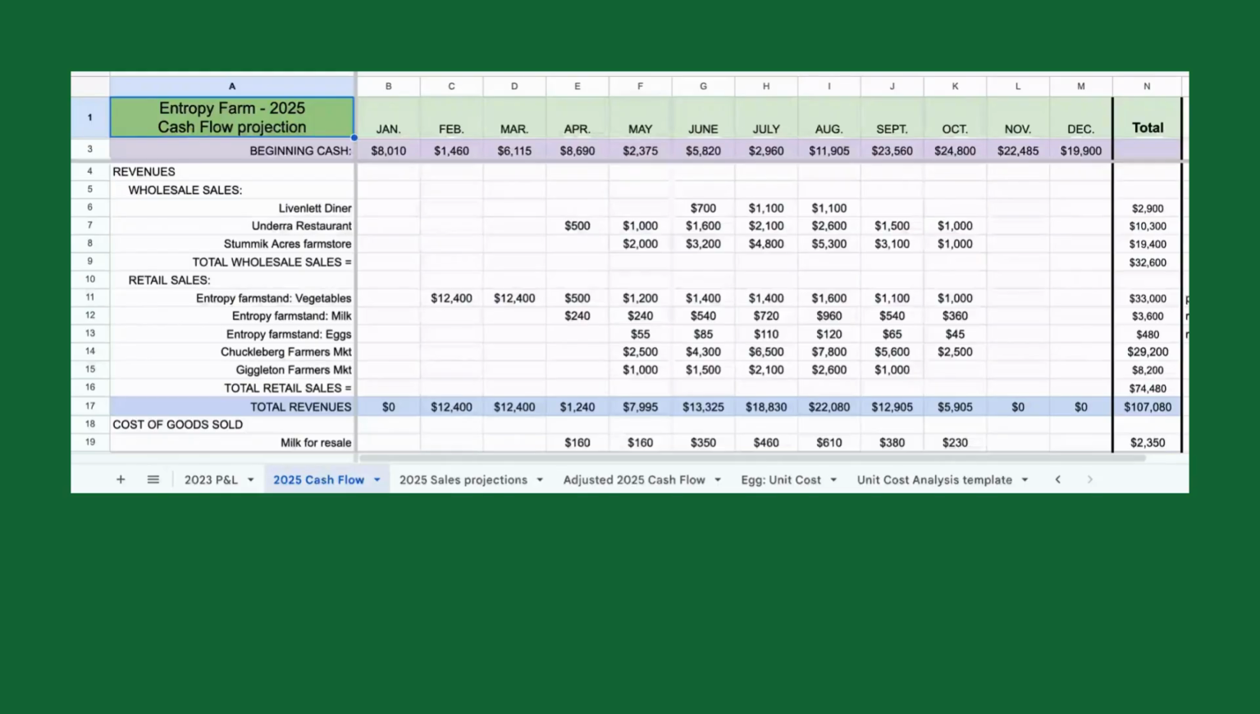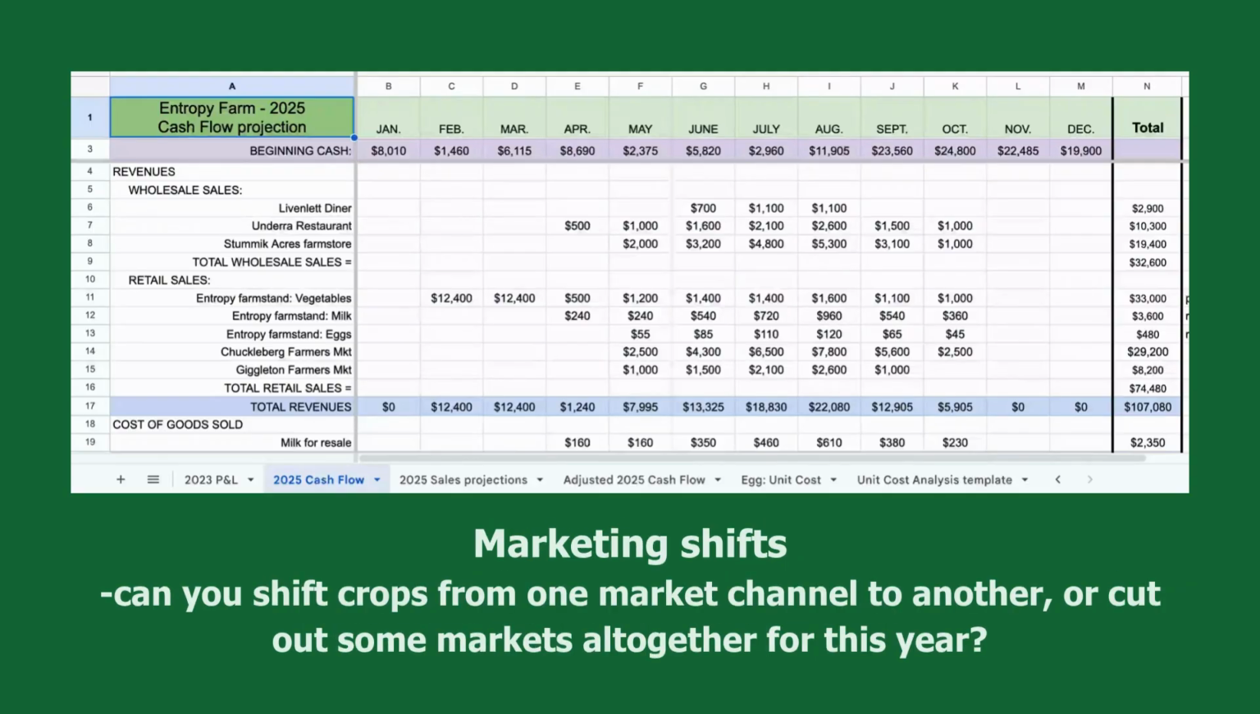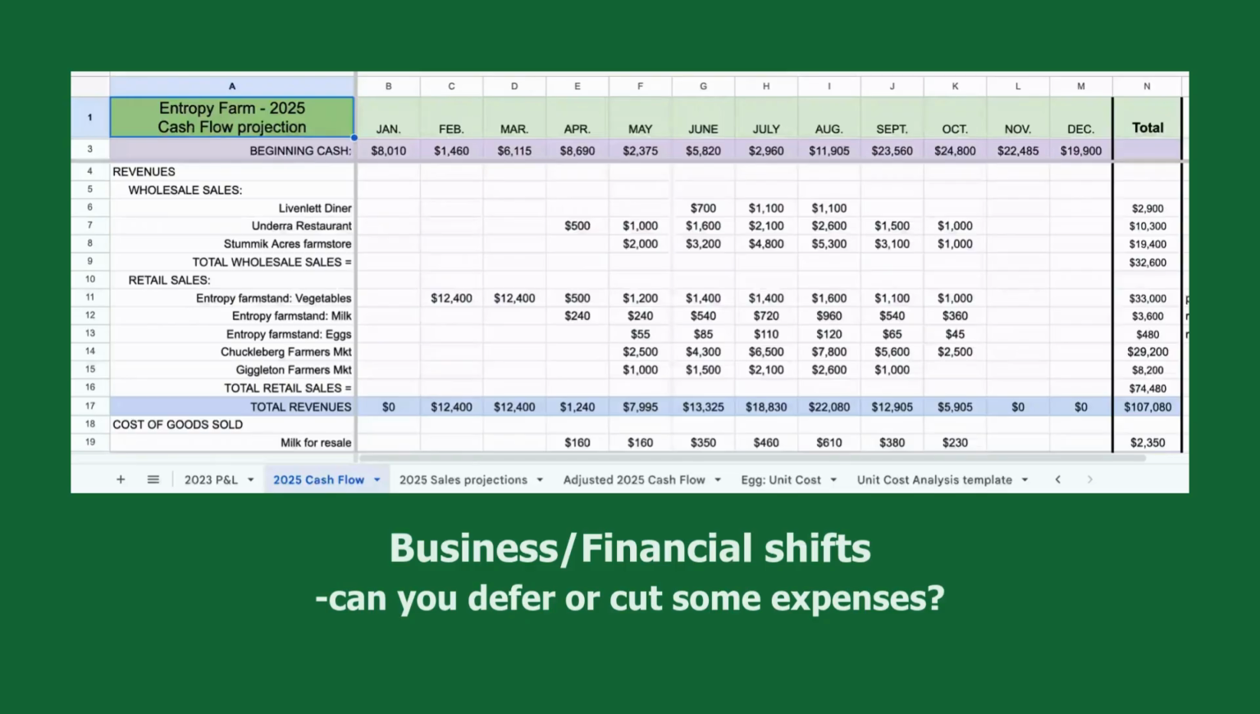And really, with crop failure, I see three separate strategies to employ when going into your cash flow projection to make adjustments. And these are looking at one, production shifts. Can you grow more quick growing substitute crops or buy in more crops from other farms for resale? Two, marketing shifts. Can you shift crops from one market channel to another or cut out some markets altogether for the year? And three, business financial shifts. Like, can you defer or cut some expenses?